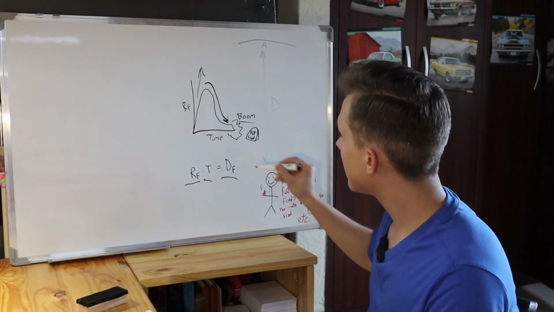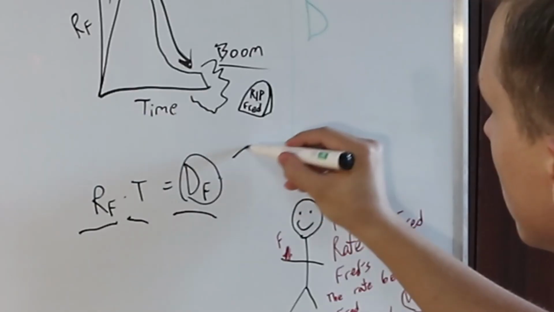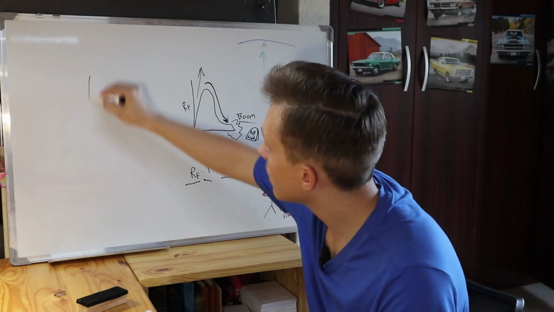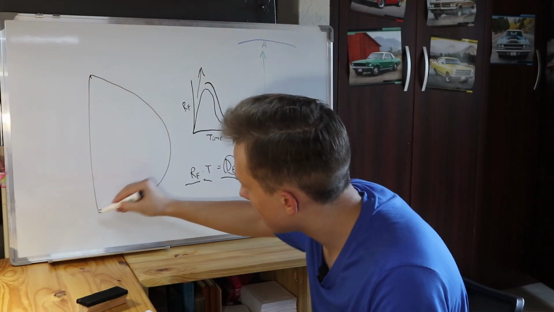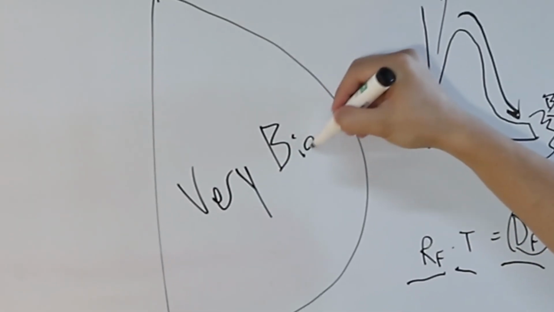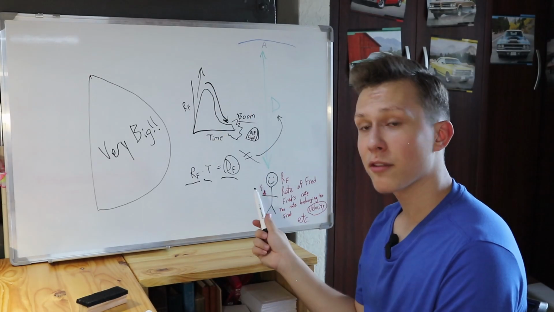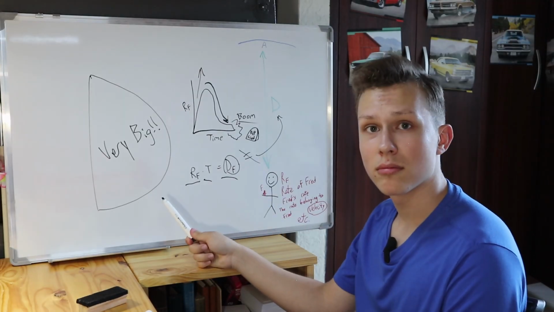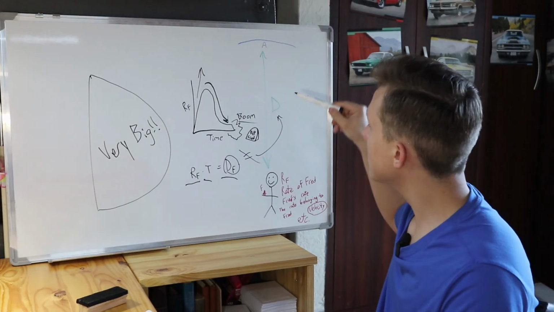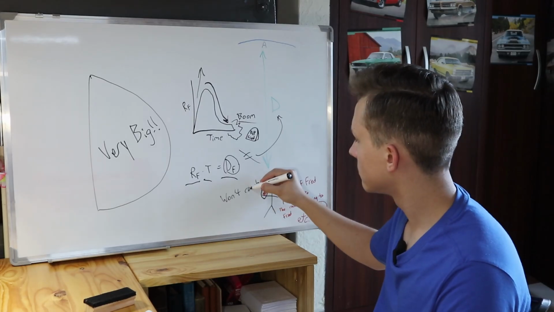Now the sad thing is that D of F right here does not equal this D. This D is big D. Very big. So if D of F does not equal D, big D, the D to the atmosphere, that means that Fred right here won't reach the edge of space.